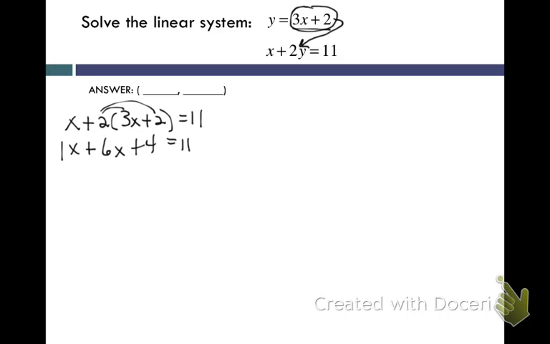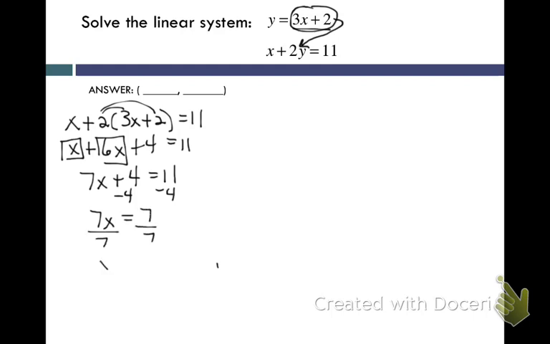Then on the left side, I'm going to combine my like terms. So I have x and 6x, which is 7x. Now I'm going to move my number over. So I have 7x equals 7. Divide both sides by 7. So my x-coordinate is 1.